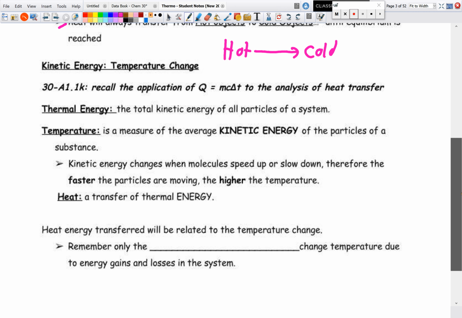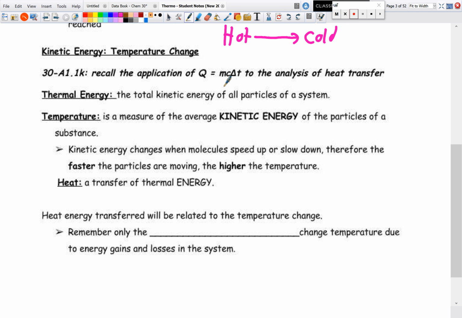So let's look at kinetic energy and temperature change. We're going to be introducing our first equation right here as well. Now in Chem 30, you will need to memorize all your equations. There is no formula sheet. All right, so this is going to be one of the ones that we need to remember.